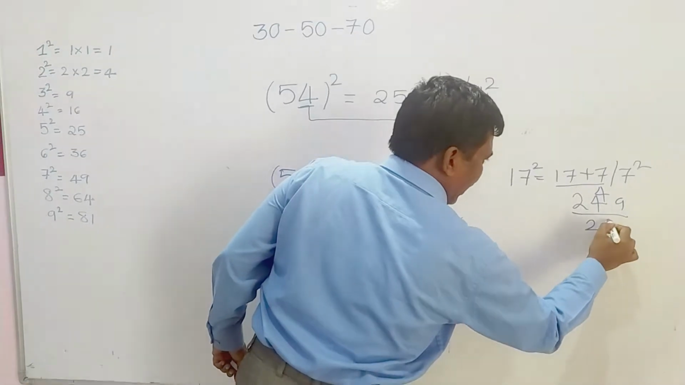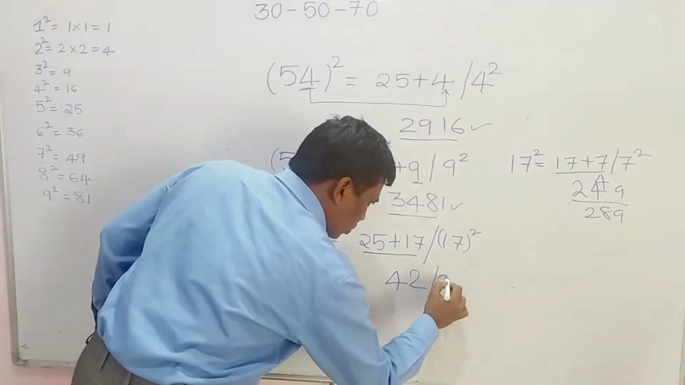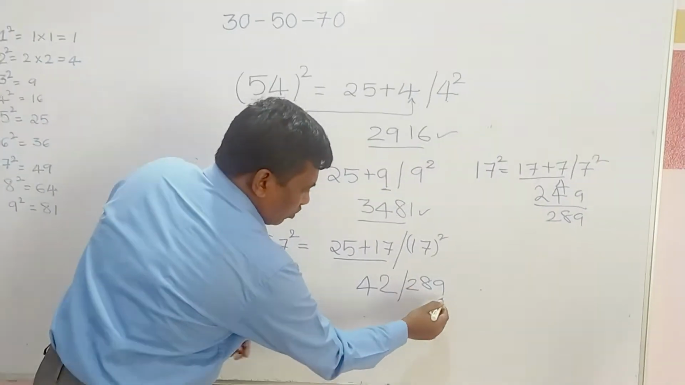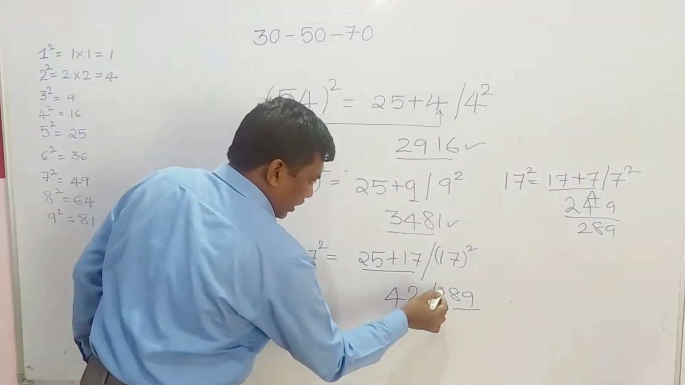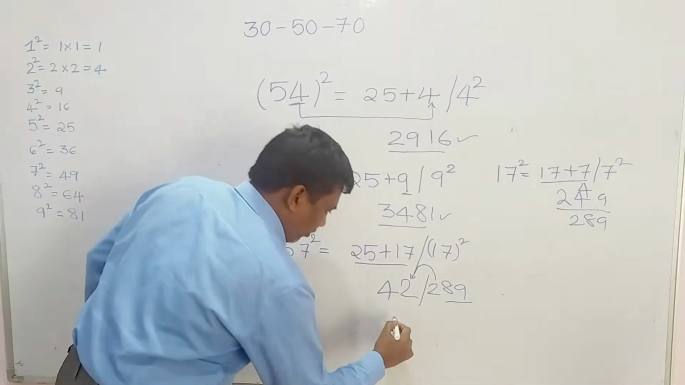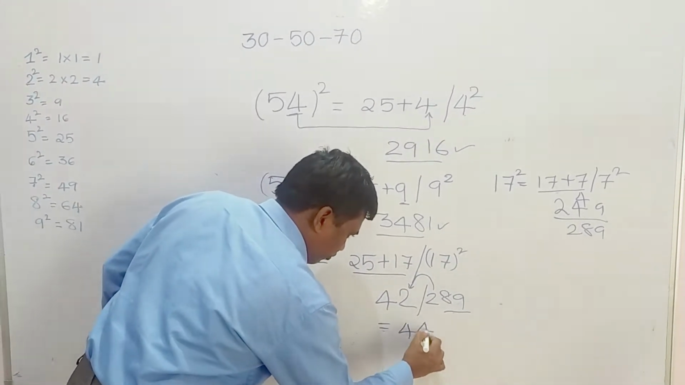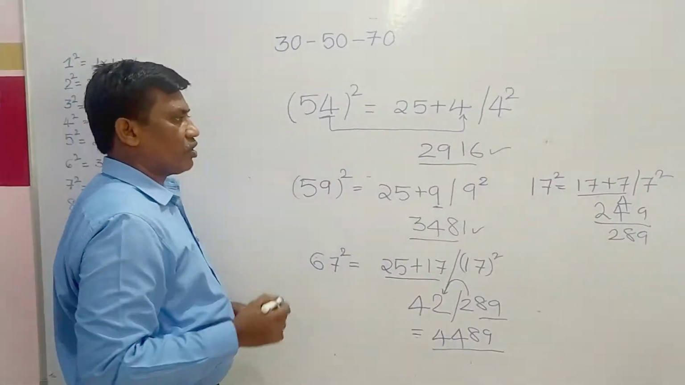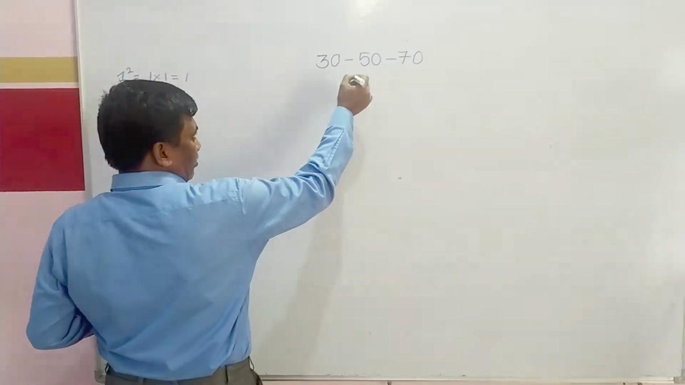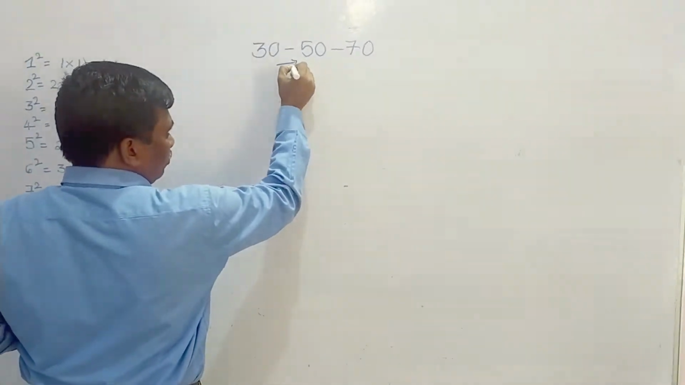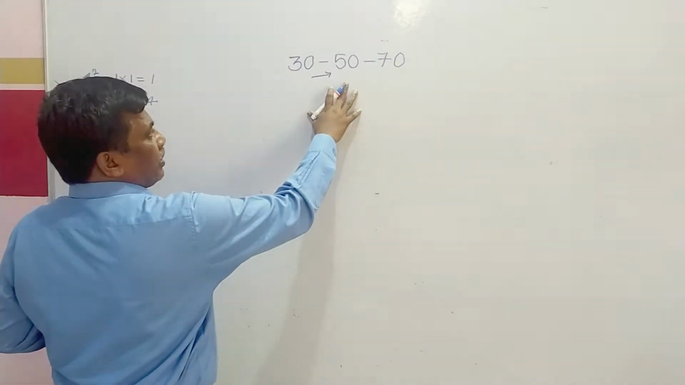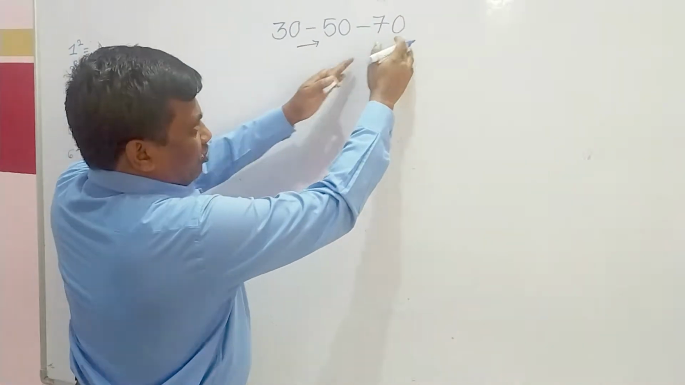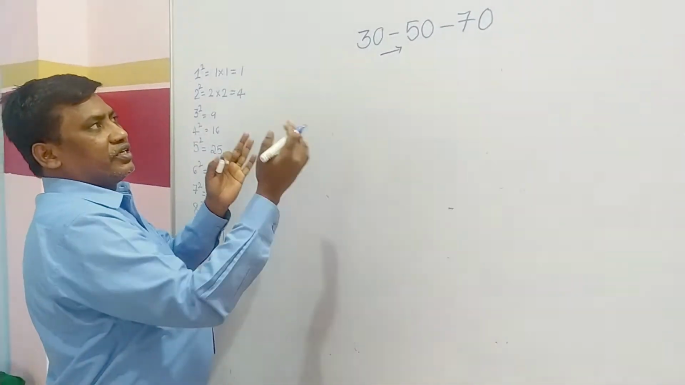So 289. Friends, we have space for only 2 digits on our right side. We got extra, so just carry forward. The answer is 4489. See, the nearer we are to 50, the easier it will be, and the more you are going away from 50, the more difficult it is.